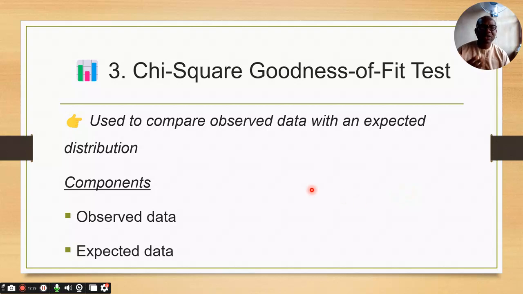Now let's look at the third example of our chi-square statistic, which is the chi-square goodness of fit test. The chi-square goodness of fit test is used to compare observed data with an expected distribution. We usually have the 2 components, the observed data and the expected distribution. So let's see a few examples for clarity.